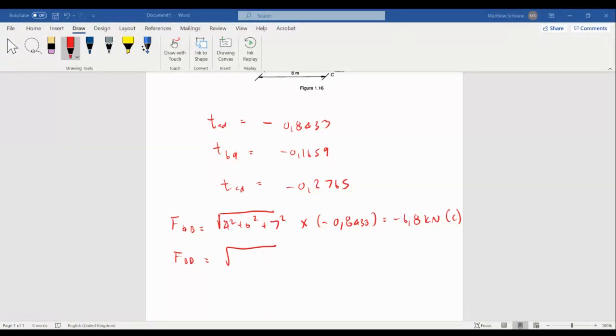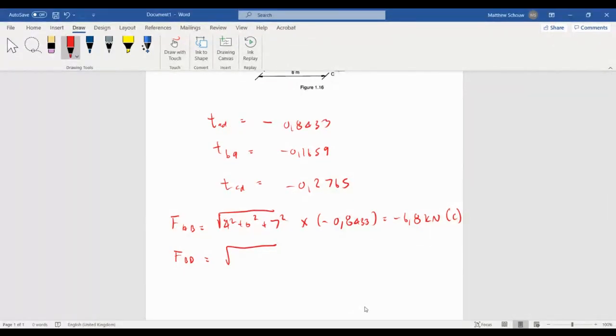The next one is going to be 7 squared plus 5 squared plus 7 squared, right? Of course, we're not worried about the negatives now, and that's going to be 0.1659. That's going to be minus 1.84 kilonewtons. That's also compressive.